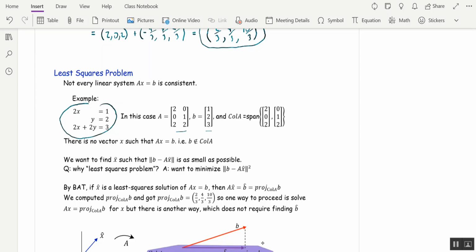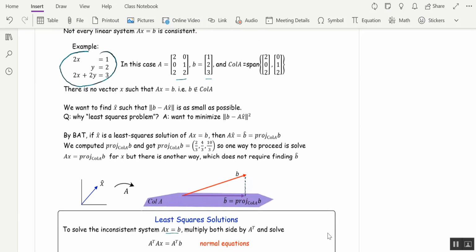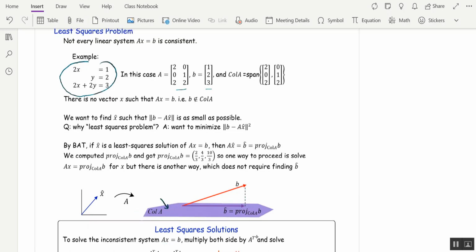So let me just jump down here to my picture. Solutions of AX equal B only exist for B that lie in col A. So if we take the projection of B onto the column space of A, that's B hat, which we computed in the previous problem, then we can solve the equation AX hat equals B hat. That's called a least squares solution.